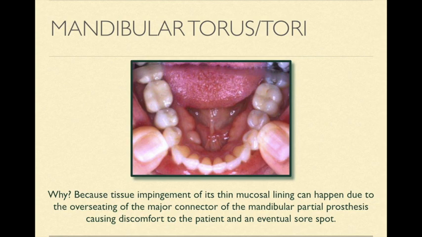So what's the reason we say most mandibular cases will need a surgical removal? Because tissue impingement of this thin mucosal lining can happen due to the overextending of a major connector of a mandibular partial prosthesis. It will cause the patient discomfort and eventually a sore spot. So if a patient has mandibular tori, you might highly suggest removing them.